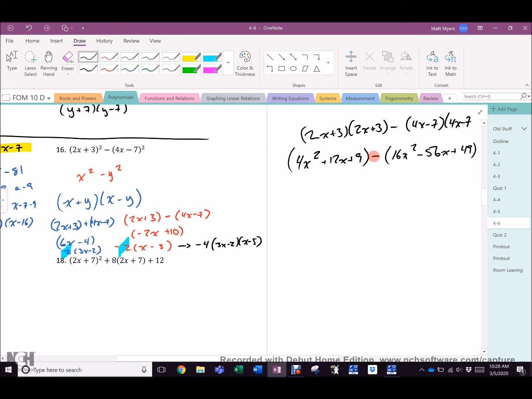And then almost all of you are going to forget this negative changes all these, and you're going to screw this up. You're going to get negative 12x squared. 12 minus 56 is positive 68x. 9 minus 49 is negative 40. Now you've got this yucky trinomial, which you would then have to factor.